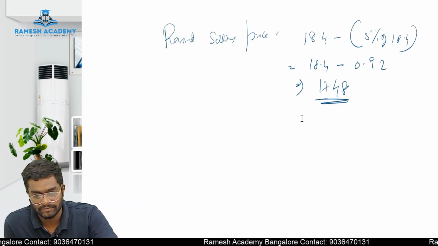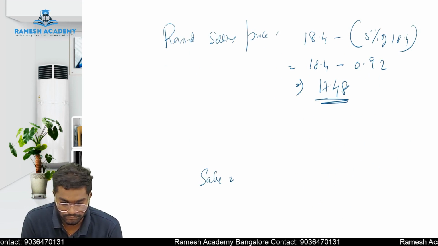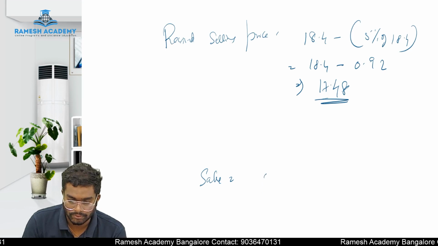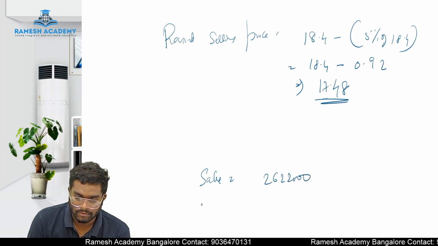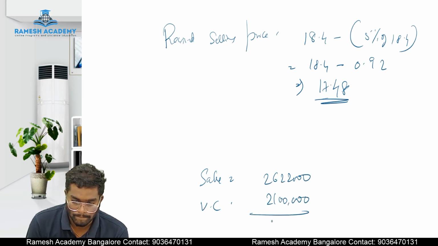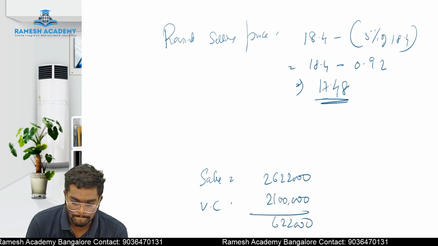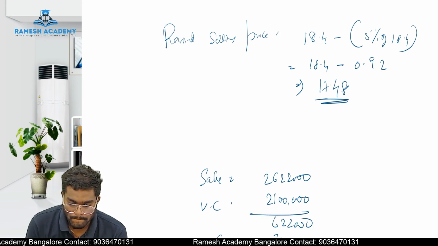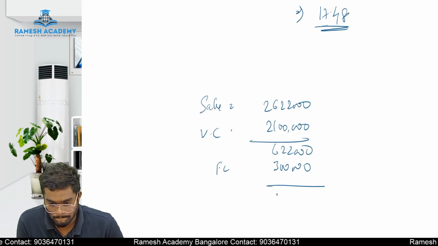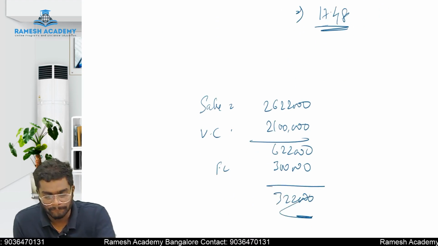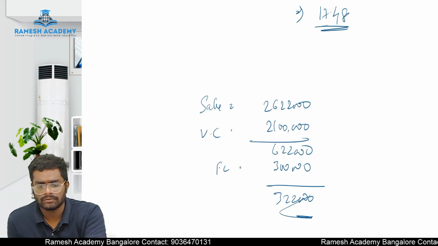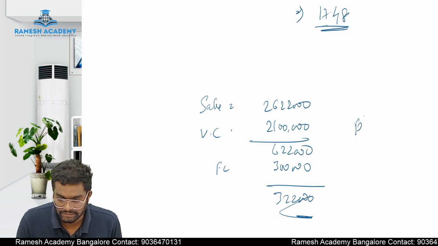Then we'll find out the PV ratios and all. So sales, it is 17.48 into 1,50,000, which is 2622. VC will be the same because we are not making any changes here. So what are they asking? Break-even point and profit volume. So okay, PV ratio will definitely change here.